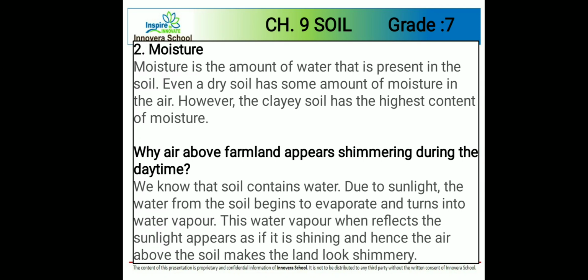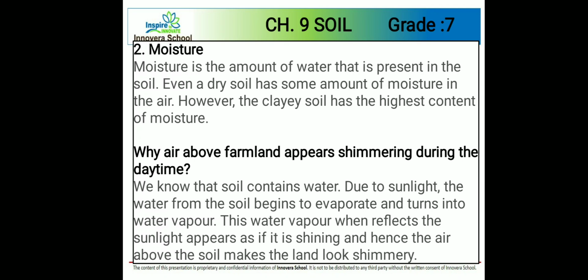The second property is about moisture in the soil. Moisture is the amount of water that is present in the soil. Even a dry soil has some amount of moisture in the air. However, the clay soil has the highest content of moisture. Let us see one question.